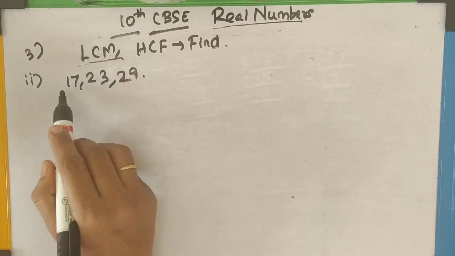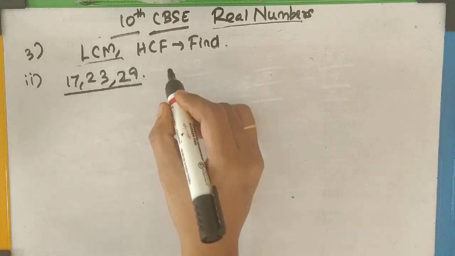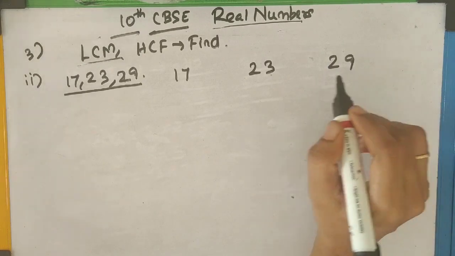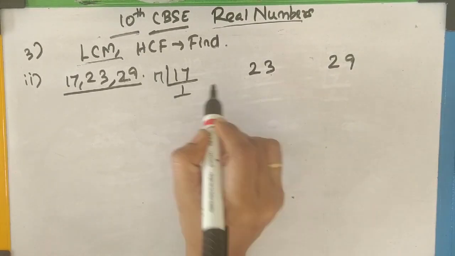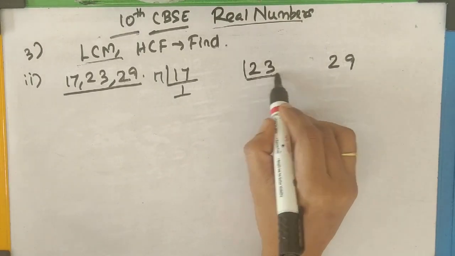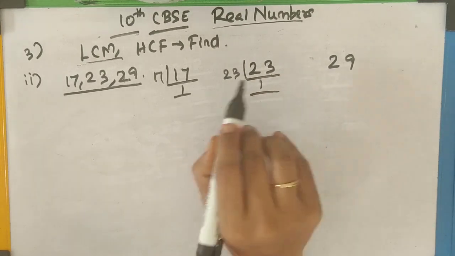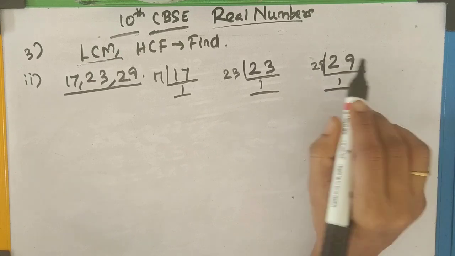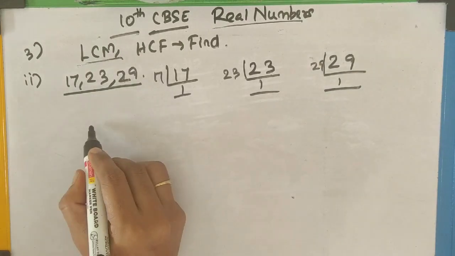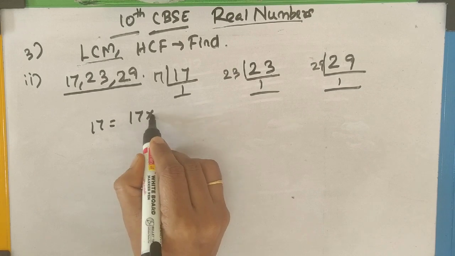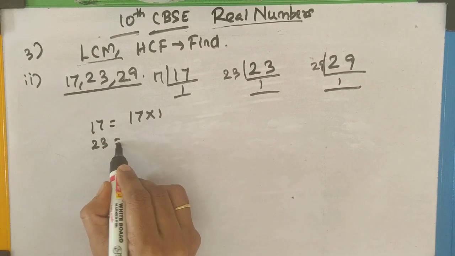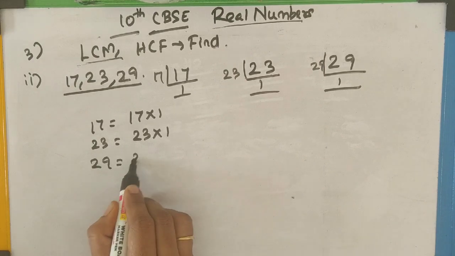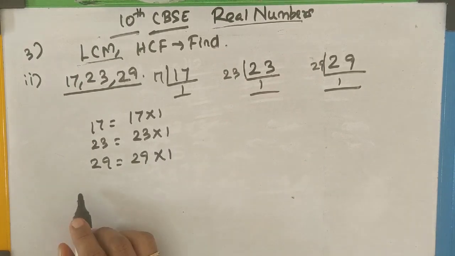Now let's go to the second question. We have to find LCM and HCF of 17, 23 and 29. 17 is a prime number, so it's divisible only by 17. 23 is also a prime number, so divisible only by 23. 29 is also a prime number, so divisible only by 29. So writing the factors of 17, it is 17 into 1. 23's factors are 23 into 1 and 29 factors are 29 into 1.